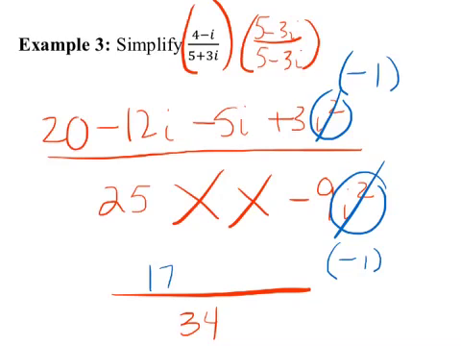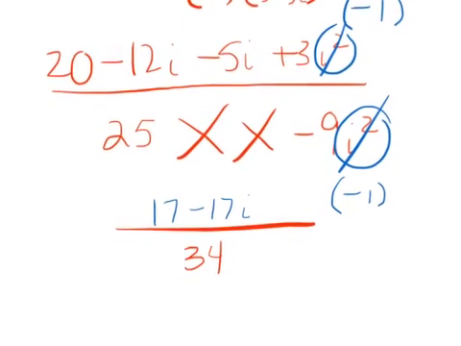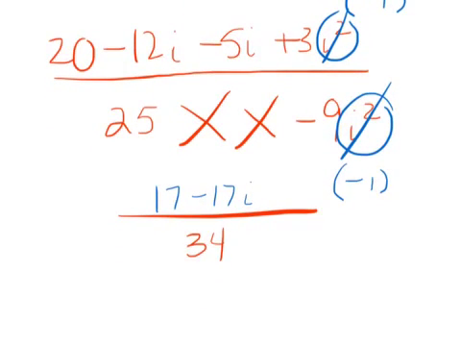Will the result always be positive in the denominator? Absolutely. Why? Answer my question now. Because of the negative 1 in the i squared. Correct. Very good.